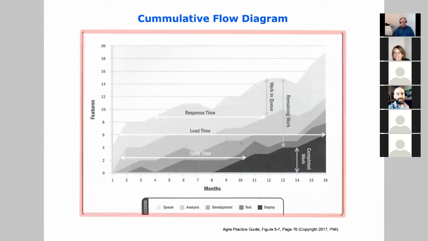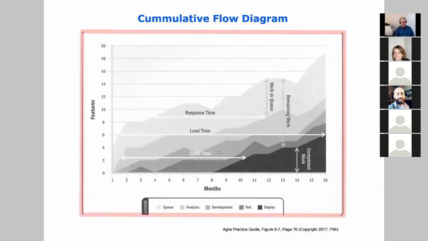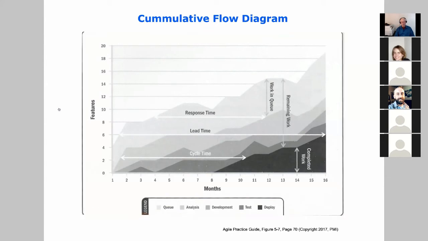And some familiarity with these different terms: response time, from when the work first enters the queue till you start working on it; lead time, from when it first enters the queue till it's completed; and cycle time, from when you first start working on it until it's completed. Understanding those terms might be important for the test. And just understanding that a cumulative flow diagram looks kind of like this and it relates to Kanban could be important for the test too.